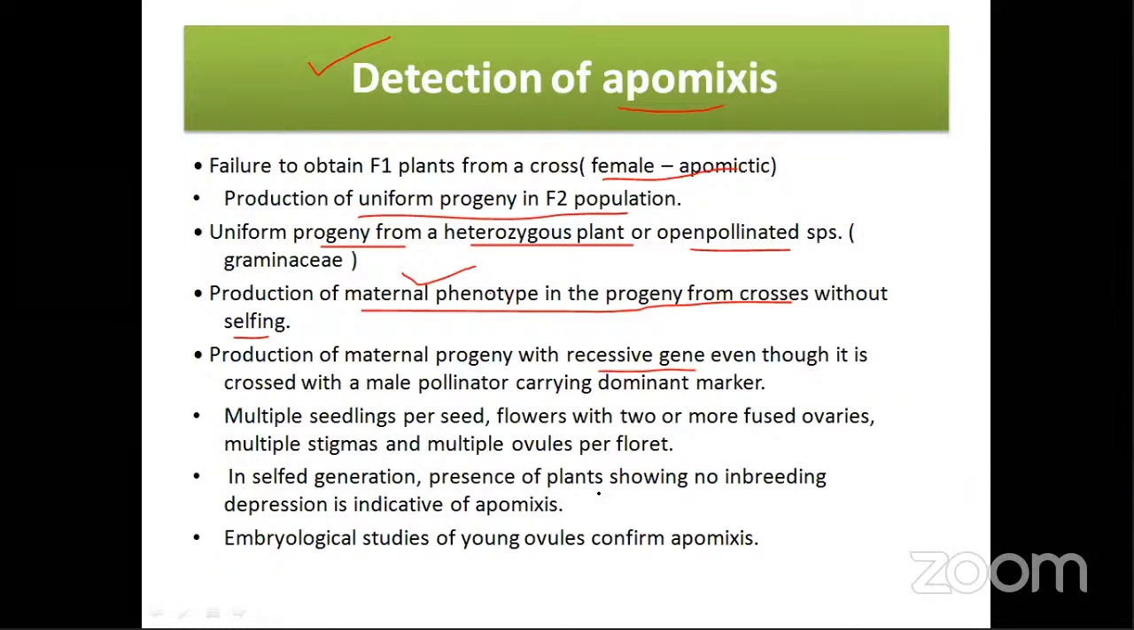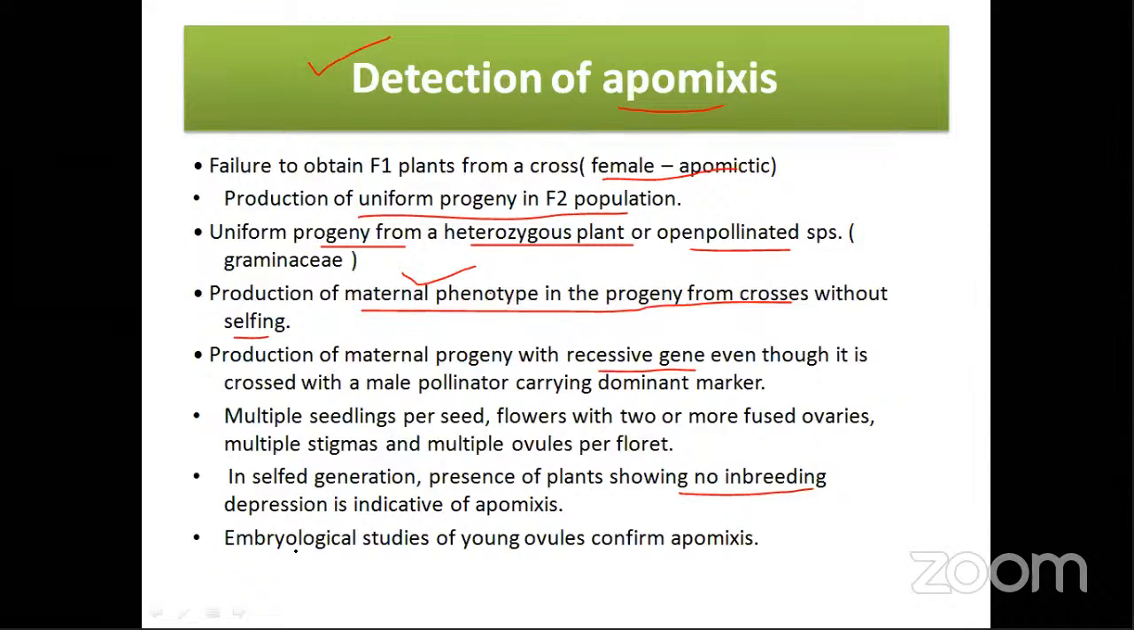In the selfed generation, if plants show no inbreeding depression, then we can conclude that there might be a case of apomixis, because in a selfed generation some sort of inbreeding depression is bound to happen. Whatever the case might be, some sort of inbreeding depression will be there, especially in case of a cross pollinated plant. This condition holds very true.